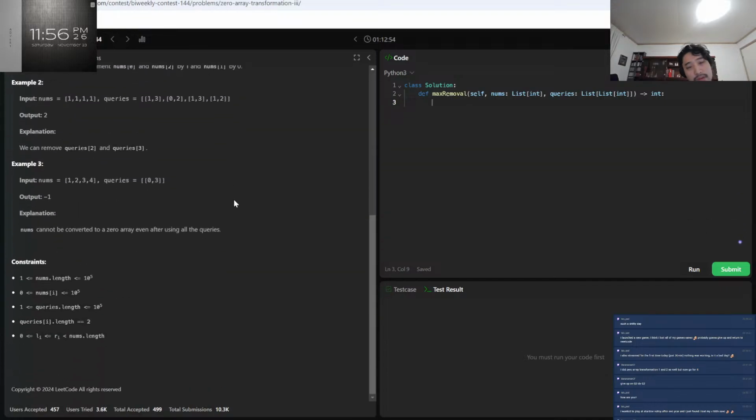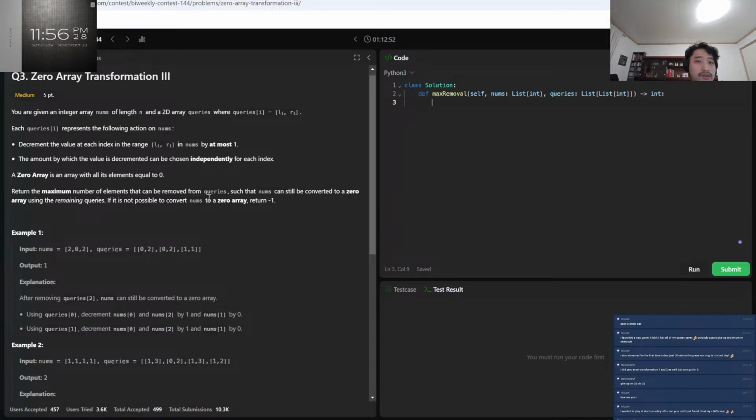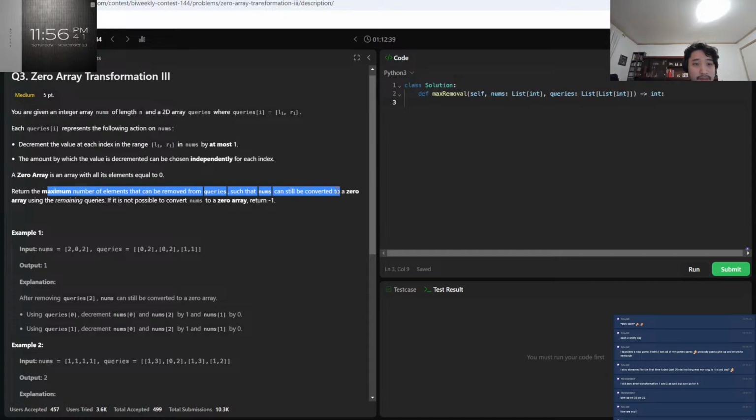Initially, I think this is fine. Maximum number of elements that can be removed from queries. Still can be converted using the remaining. It's not possible to convert nums to a zero array.